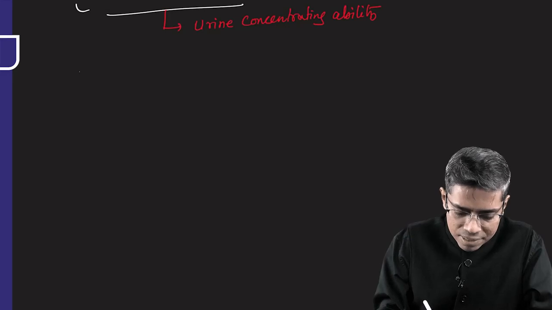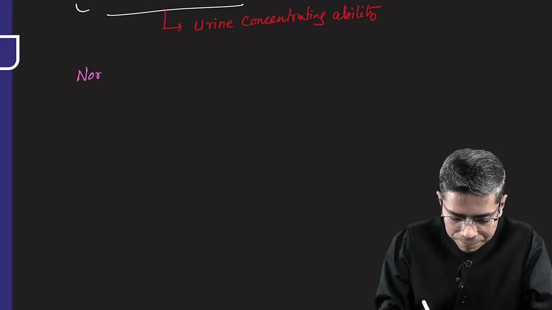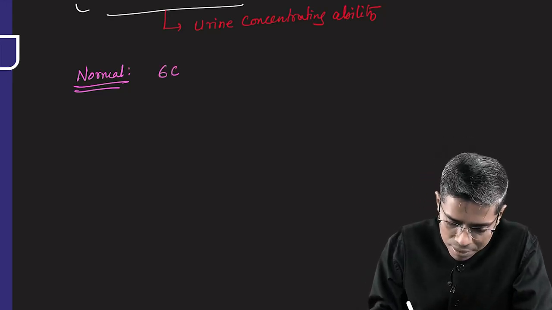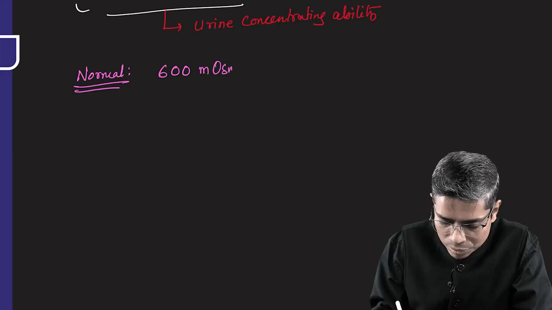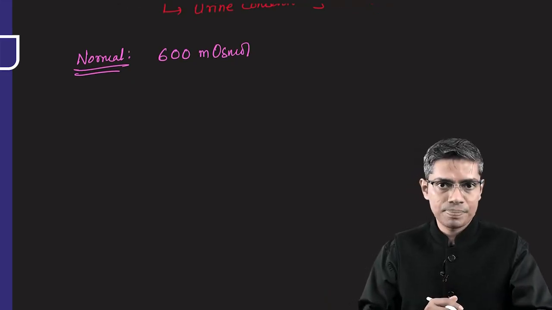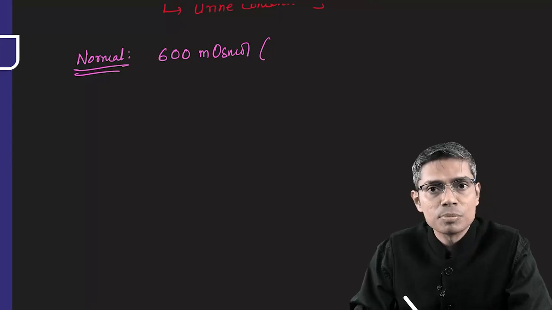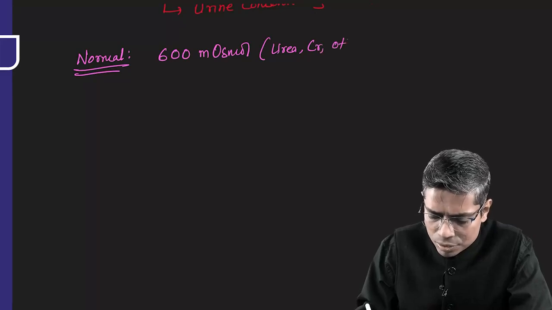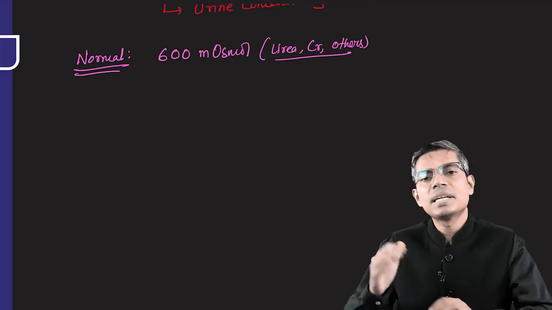So in a 70 kg adult, in normal cases, a 70 kg body weight adult person generally produces 600 milliosmoles of solutes which have to be excreted by the kidney, because these are waste products. And what is inside this 600 milliosmole waste? Urea will be there, obviously creatinine will be there, and other salts will also be there, which have to be excreted by the kidney. 600 milliosmoles per day, this much amount of osmoles has to be excreted by the kidney.